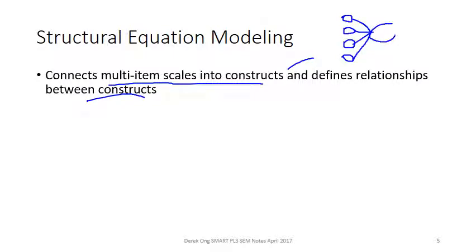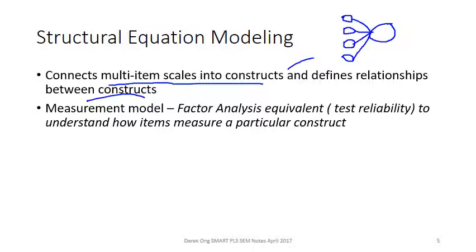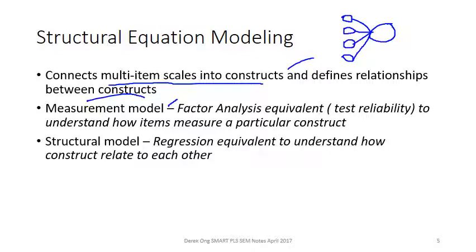Now, I'm going to just mention a little bit about latent variables in the outputs. You notice that these are what we call the measurable items. These are multi-item constructs, and these are what we call the latent constructs. So it breaks down into two measurements. One is the measurement model, which uses factor analysis to understand how items measure a particular construct, which is this one. And then when you have many of these latent variables, it does the structural model, which is the regression equivalent, to understand how these constructs relate to each other.